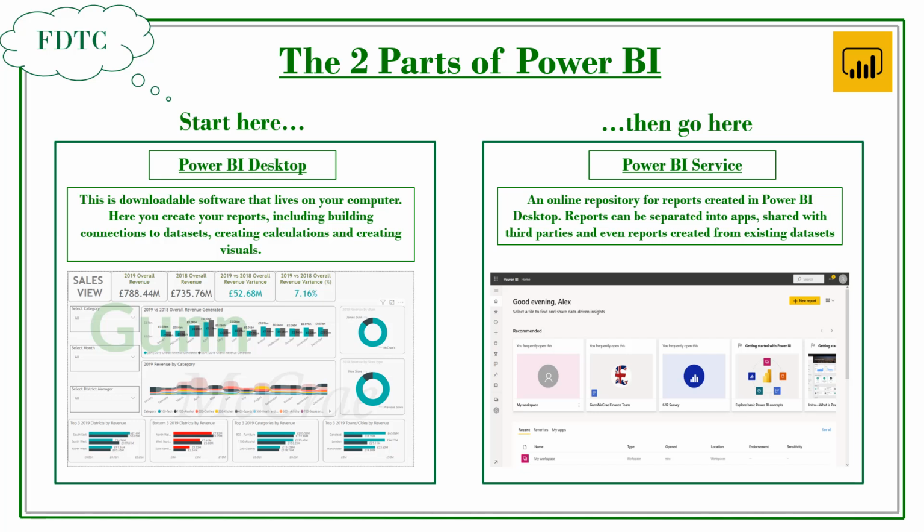The number two on the right-hand side is the Power BI Service or Power BI Online. Once we've created our reports in Power BI Desktop, then we can load them to the Power BI Service, which is like a great big filing system in the sky of reports that are held online. And the best bit, anyone can access your reports as long as, firstly, you've given them access to them, secondly, they've got an internet connection, and thirdly, you and they have at least a Power BI Pro subscription.